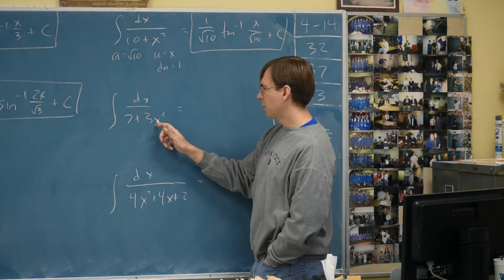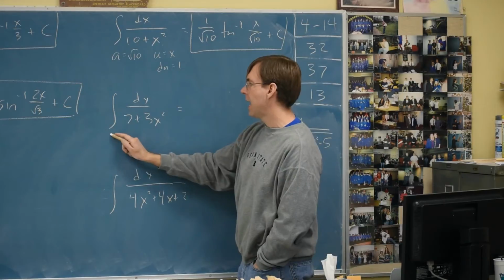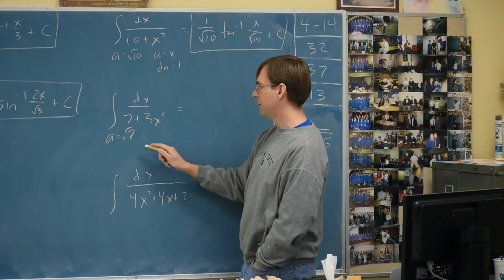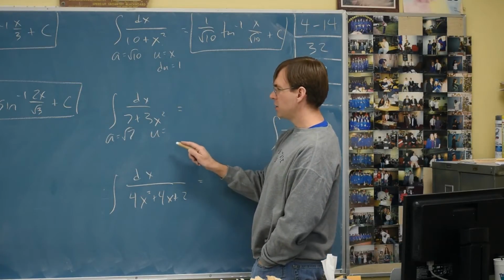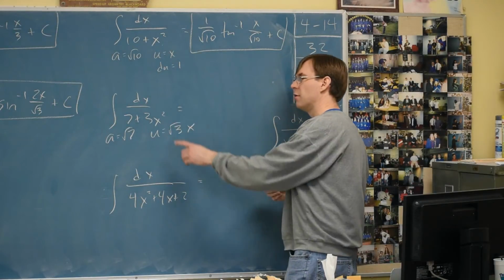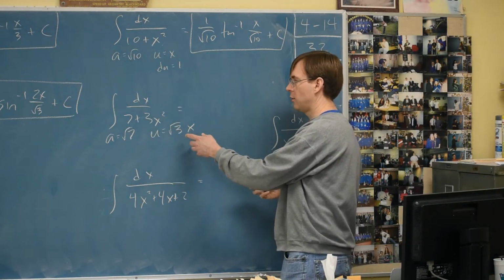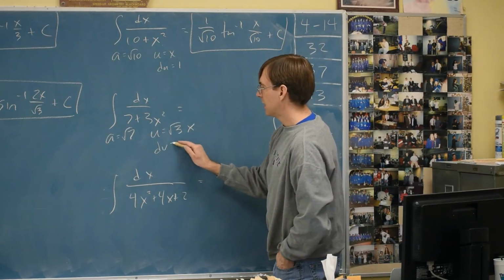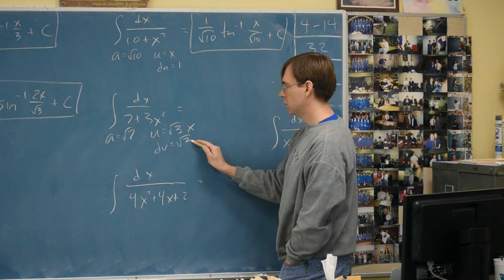This is still a tan problem. This is my a, would get me root 7. My u would be a root of 3, and a plain old x that's not under a root. The root of x squared is just a plain old x. I should think about du is root 3.